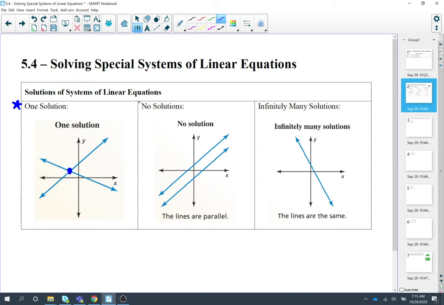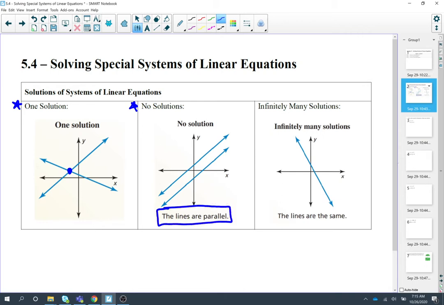Now, over here in the middle, no solutions would look something like this. We have two lines, but they're never going to touch, so they're never going to have an intersection, therefore no solution. And in this case, the lines are parallel.